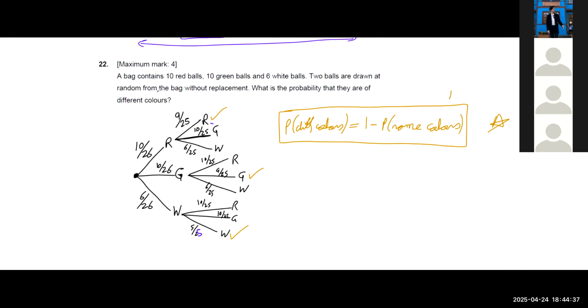So remember that this is one of the most powerful things about probability. If you know the probability of something happening, you can find the probability of the other thing happening, the opposite of it, by doing 1 minus that. Okay? Remember this. So, what's the probability of same colors?